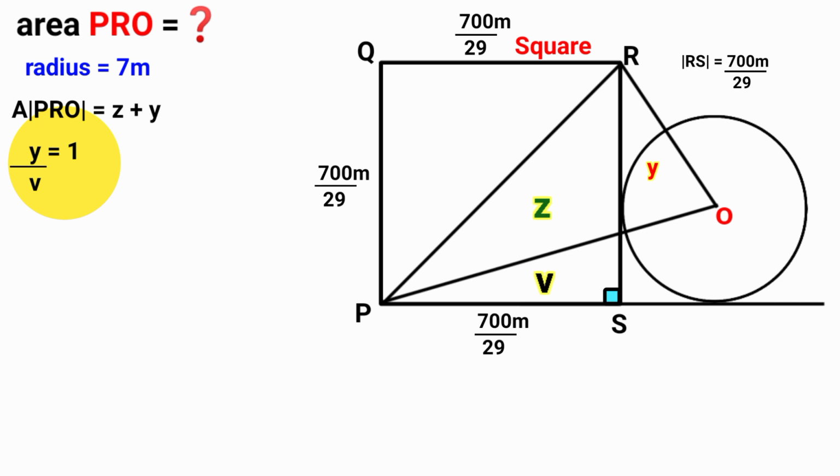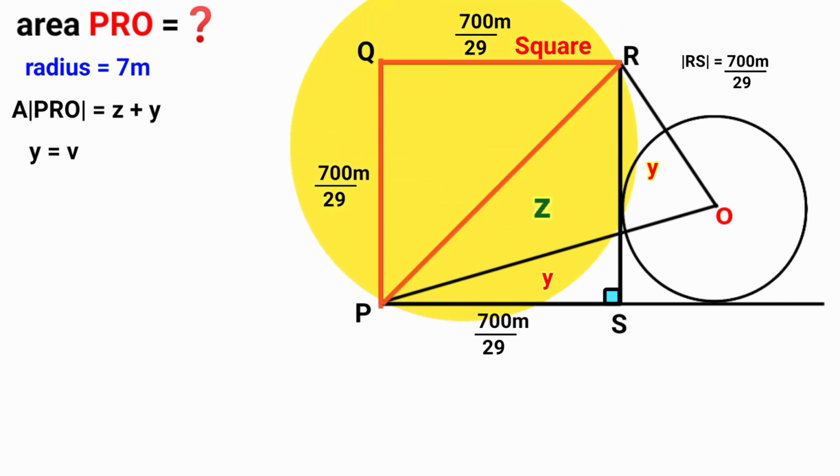Now multiply both sides of the equation by V. Here V cancels V, while here 1 times V is V. So Y equals V. That is, this V is also Y. Now look at this triangle PQR.